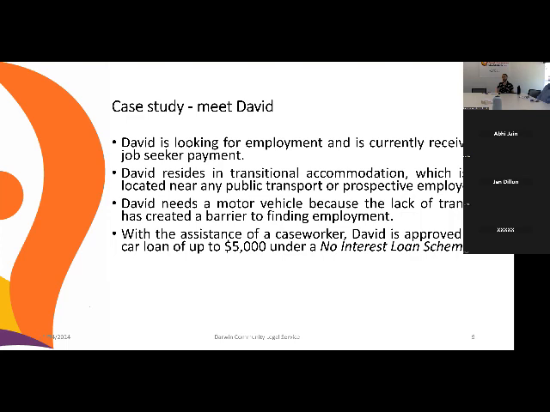So you want to hope that the vehicle is going to serve that purpose of overcoming a barrier to finding employment. But generally, especially in remote or regional areas or even in Darwin, it's going to be very hard to find a reliable vehicle for $5,000. So I'm just giving an ominous inference about what's going to happen in this case study.